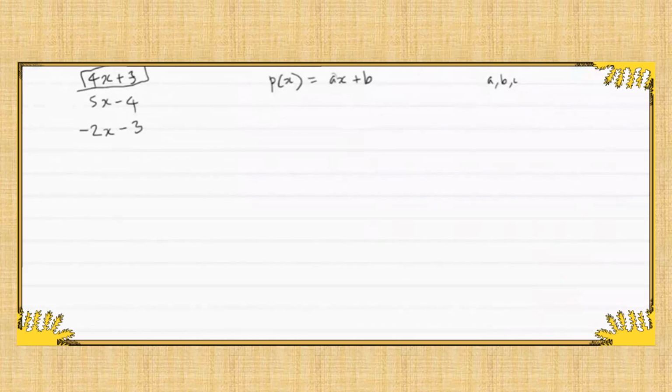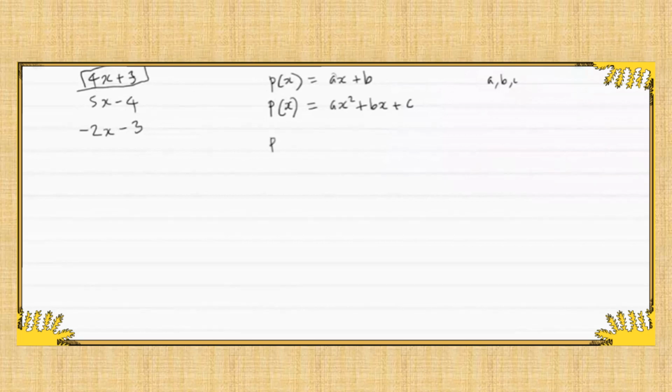A second question, a quadratic polynomial. How can we write the general form? ax square plus bx plus c. Yes, ax square plus bx plus c is the general form of a quadratic polynomial.